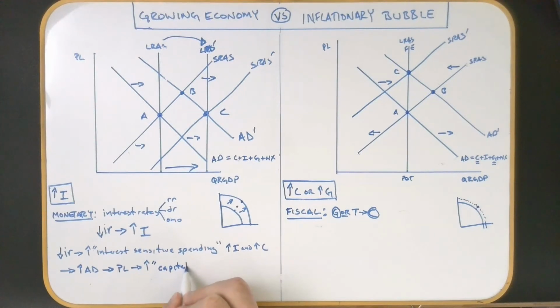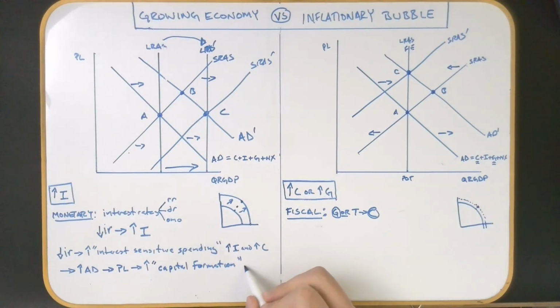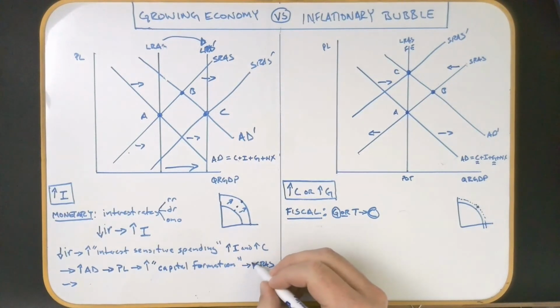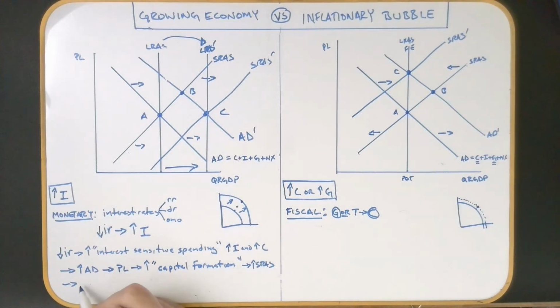When you see the phrase capital formation, that is what businesses build. They build capital. So they build buildings, they get equipment, they've created capital formation, and that capital formation leads to an increase in SRAS. Capital formation and SRAS are interchangeable here, and this leads to an increase in real GDP, which leads to an increase in long-run aggregate supply.